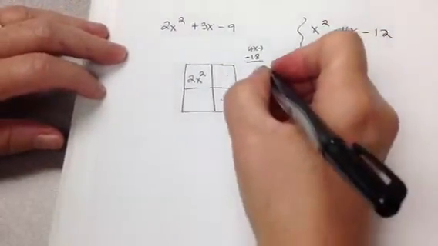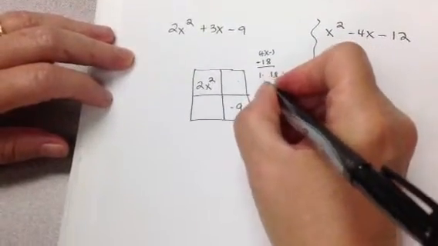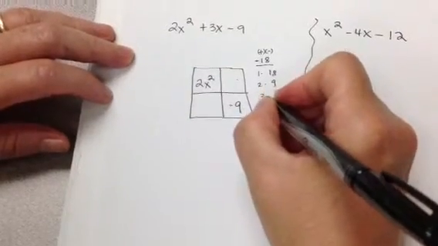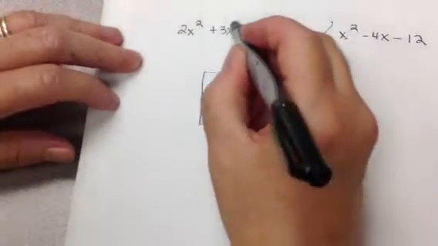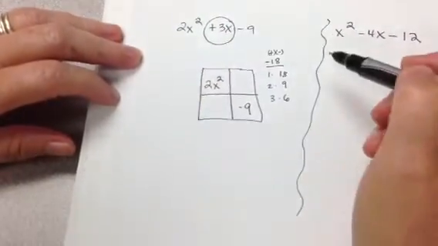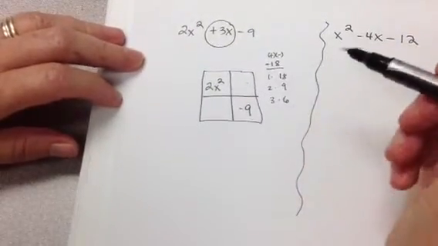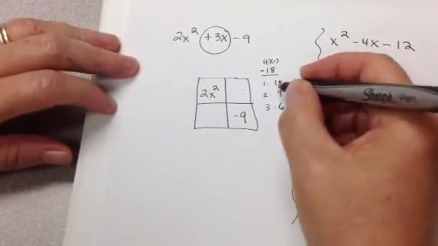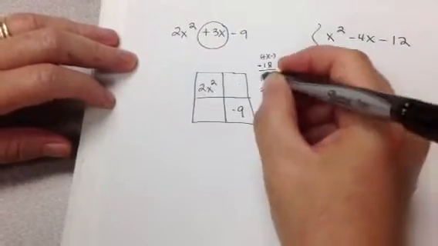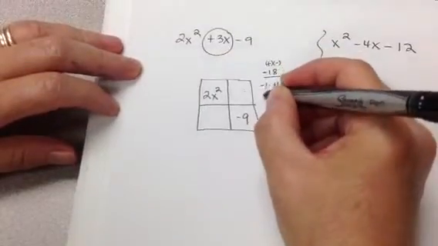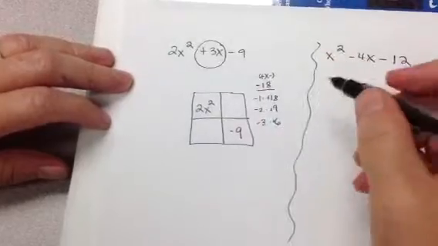Okay? So I'm still going to write my factors like I always would. 1 times 18, 2 times 9, 3 times 6. And I'm going to think about the sign issue now. If my middle term is positive, what that means is that I have more positives than negatives. So that means that my bigger number here would have to be positive, and my smaller number would have to be negative.